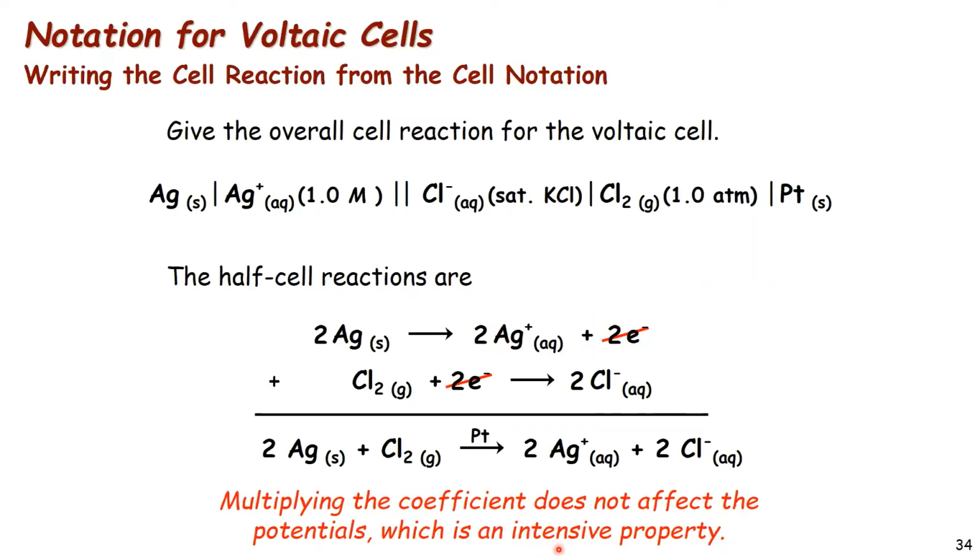So the electrochemical potential is an intensive property. Unlike most of our other properties that have been extensive, the electrical potential is an intensive property. So what we do to these coefficients will never affect the potential of our cells.